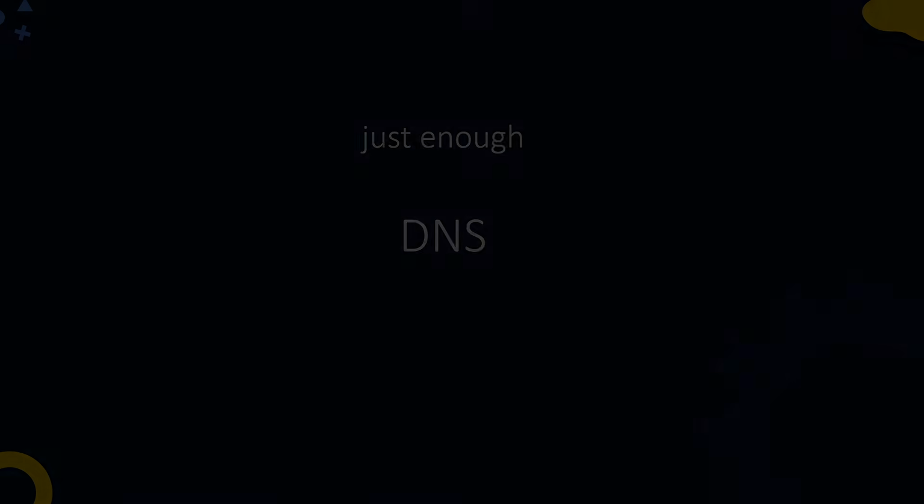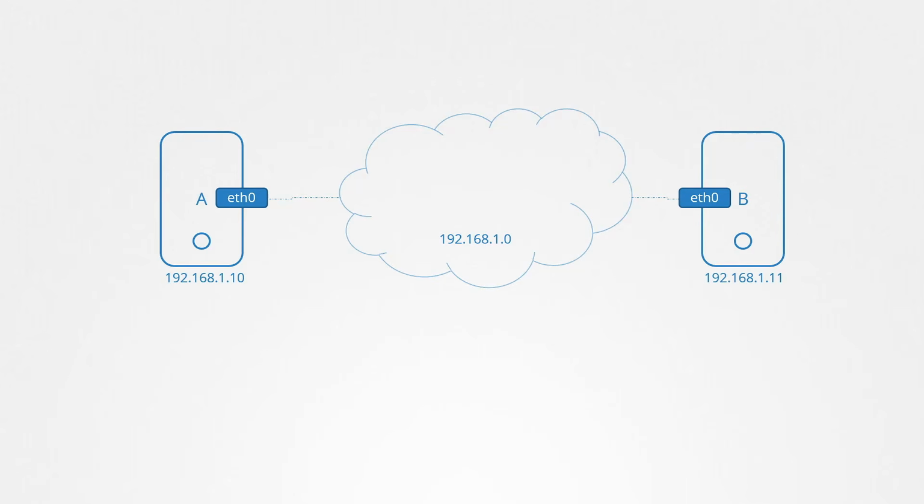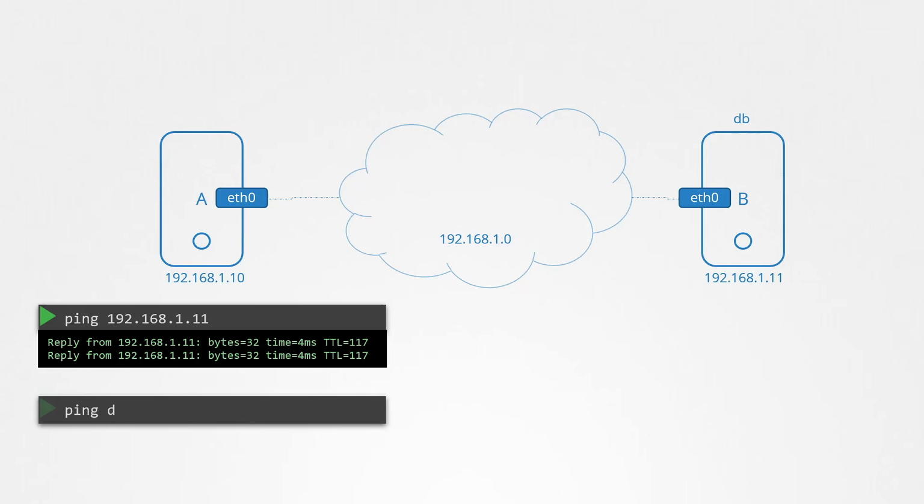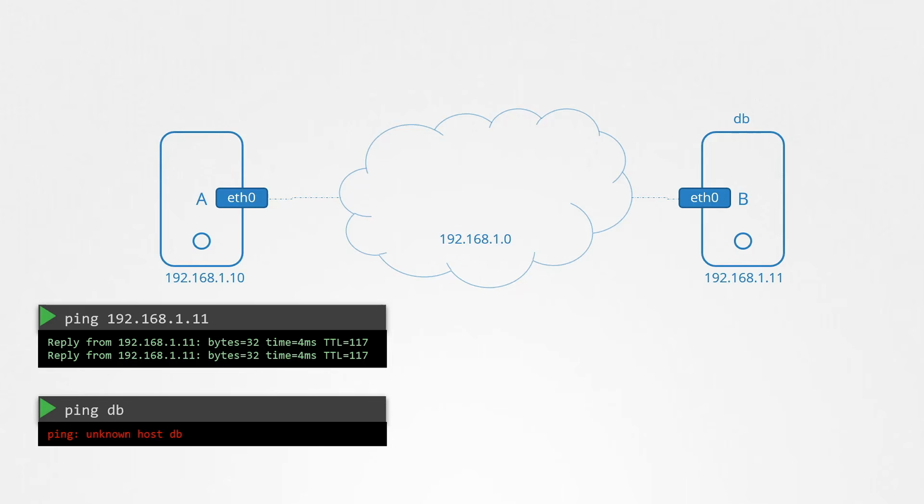We have two computers, A and B, both part of the same network, and they've been assigned IP addresses 192.168.1.10 and 192.168.1.11. You're able to ping one computer from the other using the other computer's IP address. You know that System B has database services on it, so instead of having to remember the IP address of System B, you decide to give it a name, DB. Going forward, you would like to ping System B using the name DB instead of its IP address.